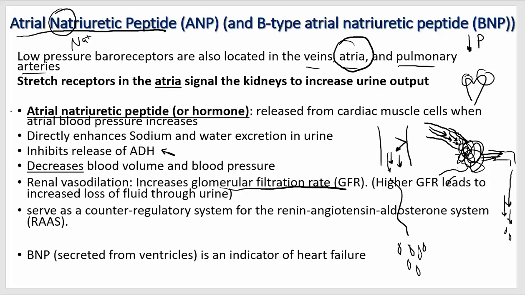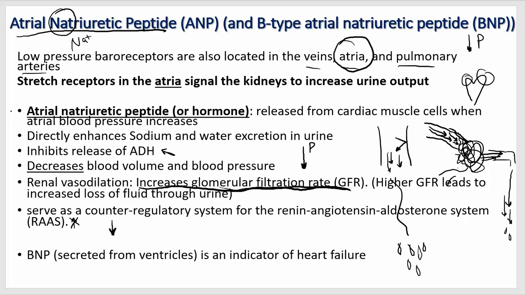So it increases your GFR, your glomerular filtration rate, and that higher GFR leads to increased loss of fluid through urine. Remember, that's why I keep getting mixed up, because here we're decreasing pressure. So pressure is lower, we're losing fluid. It also counters the Renin-Angiotensin-Aldosterone system. The RAA system normally increases pressure. If we block that, then we're again decreasing pressure.